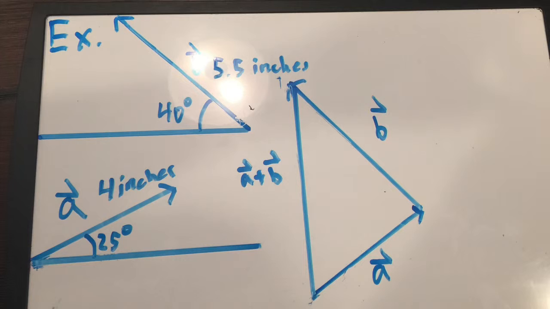So first you draw a point from the bottom. That will be vector A, 25 degrees and 4 inches long. And then from the end point of vector A, you draw vector B. That will be 40 degrees and 5.5 inches long. The resulting point will be vector A plus vector B.